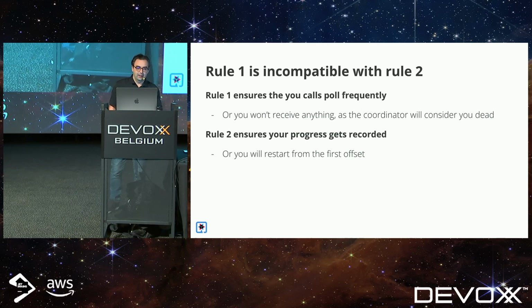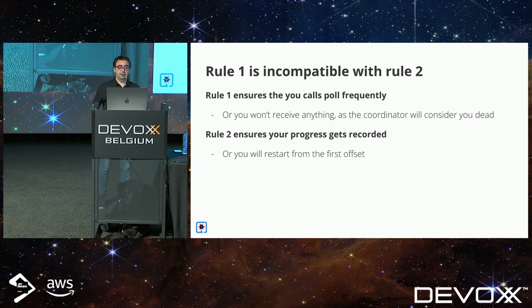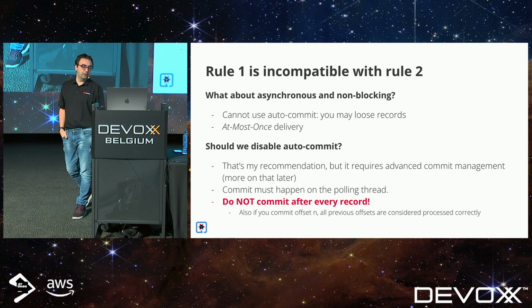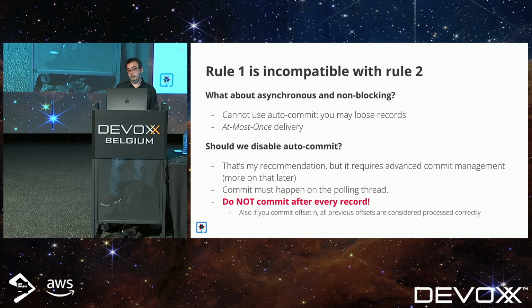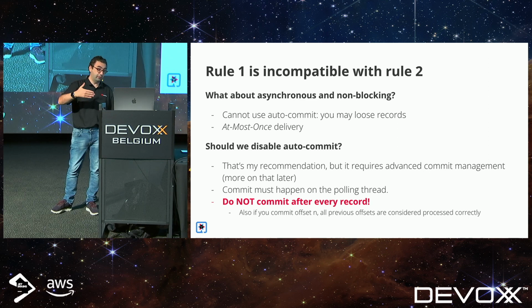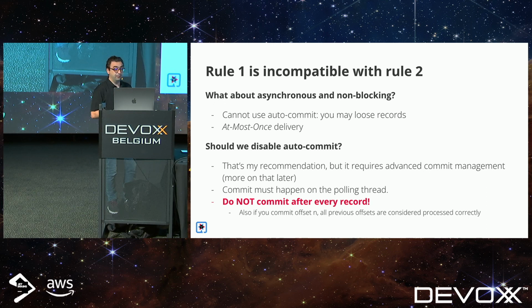And these two rules are kind of contradictory to each other. So what can we do? Well, we can say, let's do asynchronous and non-blocking, which is fine. You cannot use auto-commit, because if you use auto-commit, you will lose records, because it will commit things that you believe have been processed successfully while they're not. It will do at most once delivery.